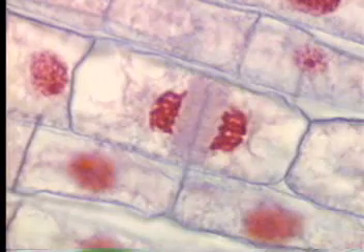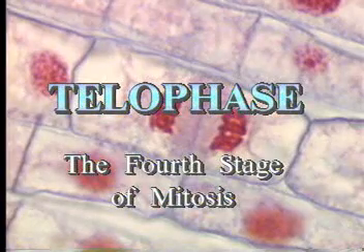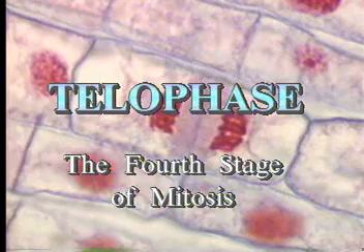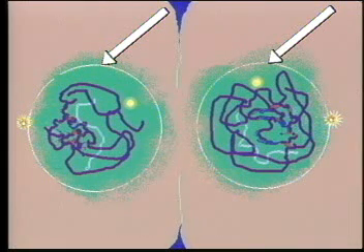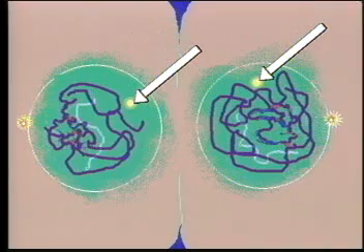The fourth and final stage of mitosis is called telophase. Telophase is defined as the stage of mitosis when new daughter chromosomes change back into the threads of chromatin, and new nuclear membranes begin to form. Also during telophase, new nucleoli appear in each newly forming nucleus.